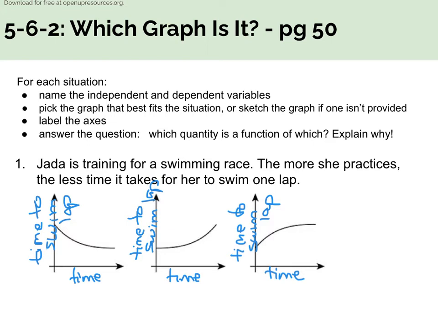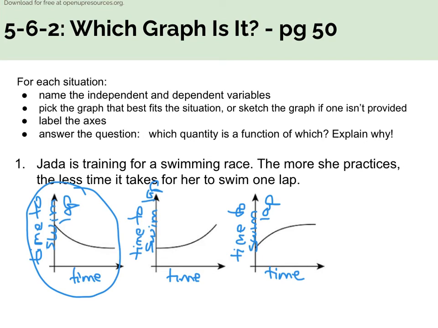So Jada, she practices more and more and more, right? And it takes less time to do her swim. If we look at it, which graph would go with it? It's actually this first one. She had a lot of time on it, she starts practicing, and takes it off and takes it off and takes it off. Eventually she'll get to a point where it's just a constant time that it will take her to do her laps.